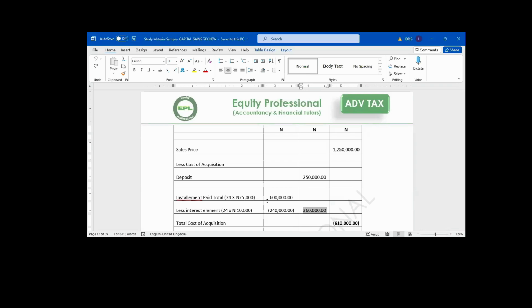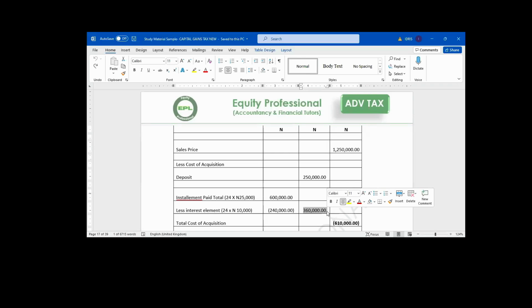We can cross-check. Because 25,000 minus 10,000 gives you 15,000, 15,000 times 24 still gives you 360,000. That 360,000 is the cash installment paid after 24 installments. 360,000 plus 250,000 gives you 610,000.